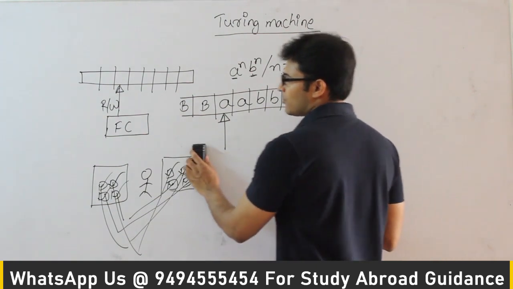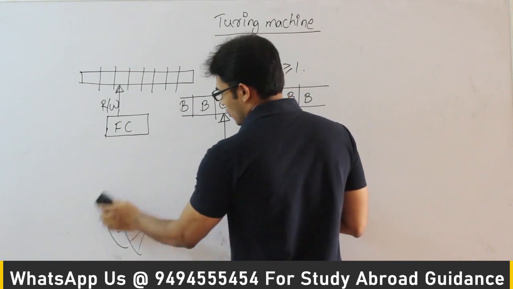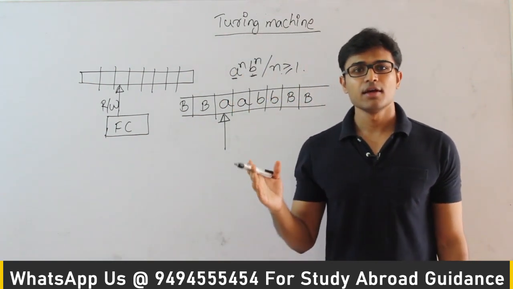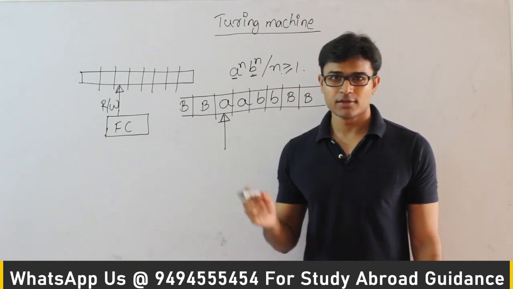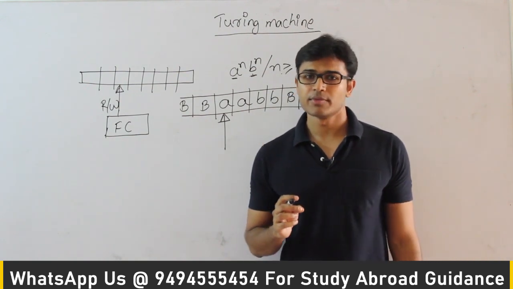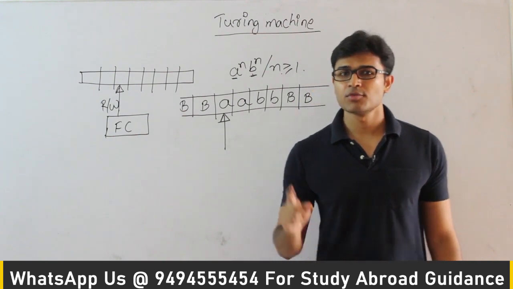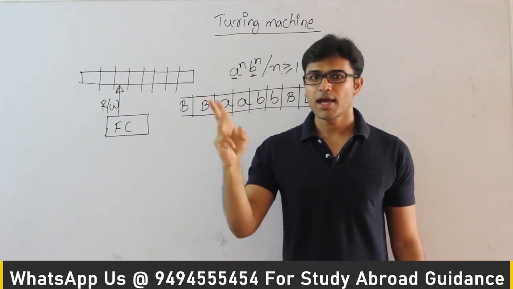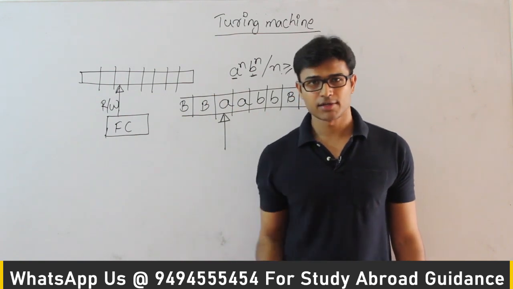So it has the capability to read a symbol and then change that symbol, move left as well as move right. These are all the functions which a Turing machine can do. So a Turing machine is capable of reading and then changing, meaning writing on it, and then moving left and moving right.